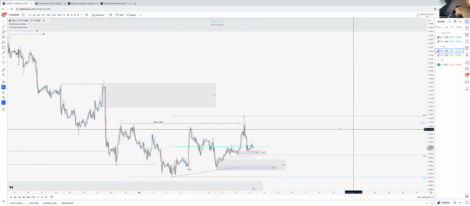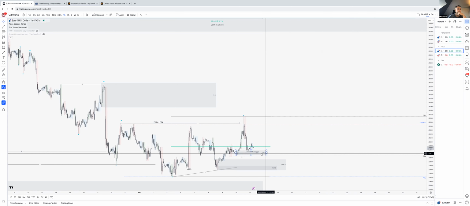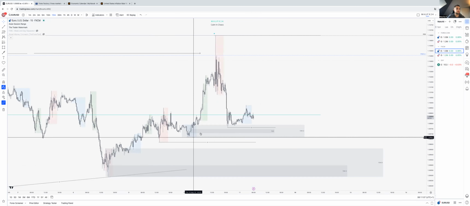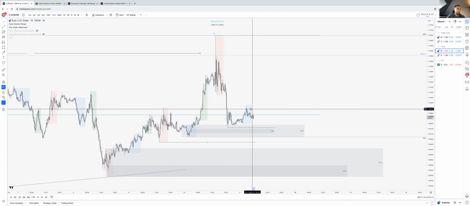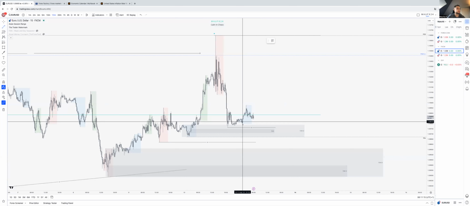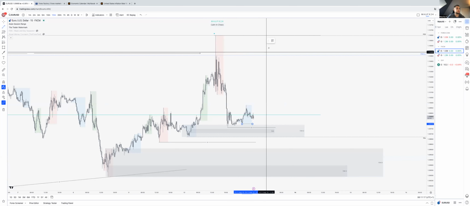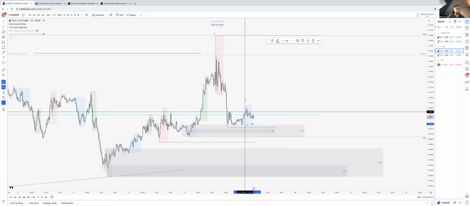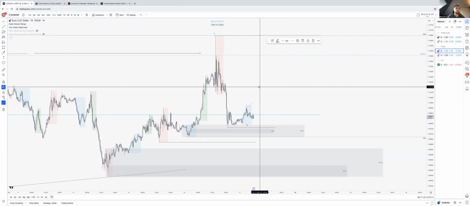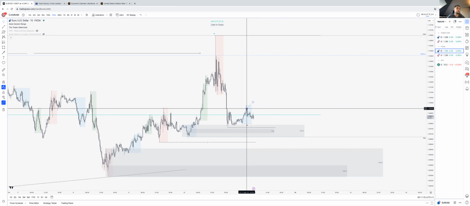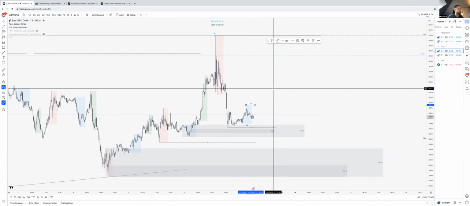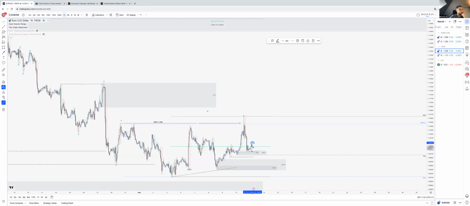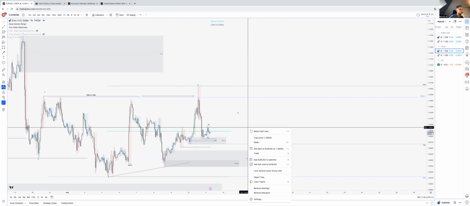But yeah, I would say longs from below this. Why? Because we got previous daily lows down here, and we got Asia lows here. We got that minor bullish structure going on there as well. We got a clear Asia low and Asia high. So yeah, I would say focus on that.